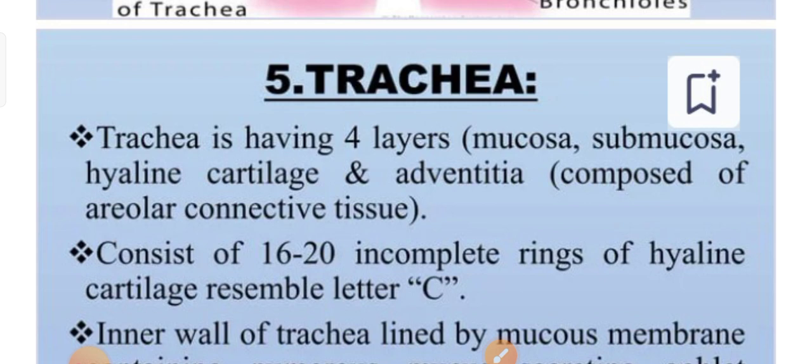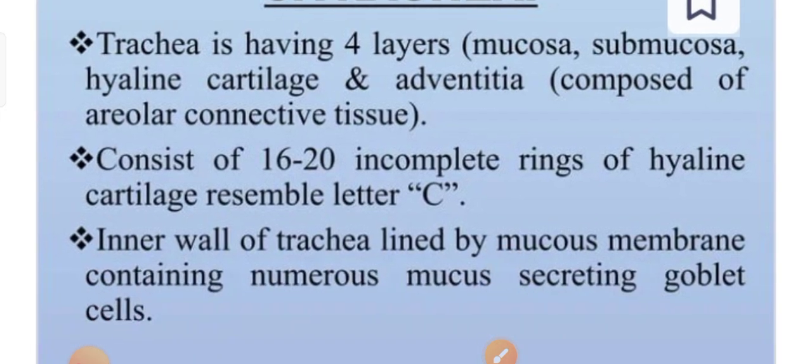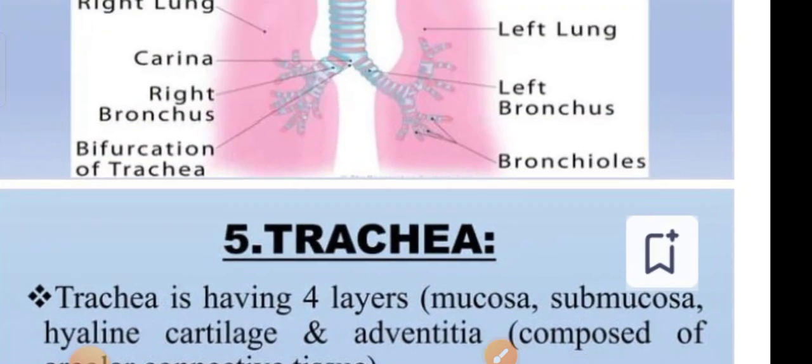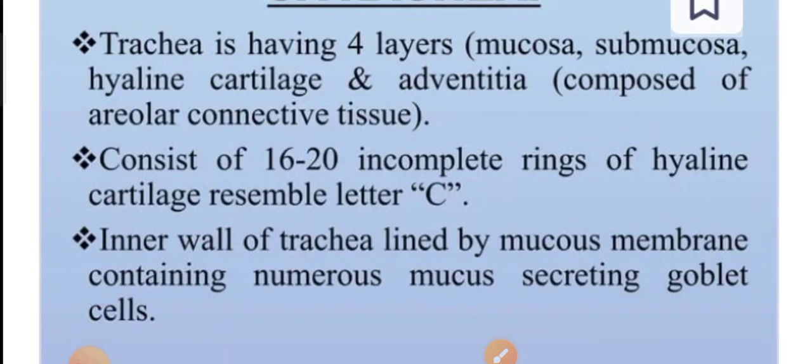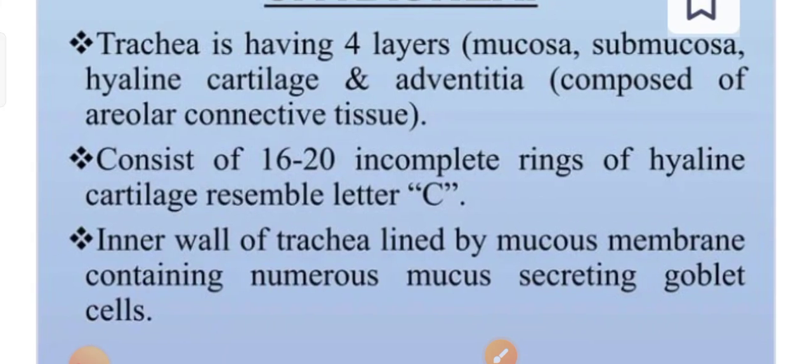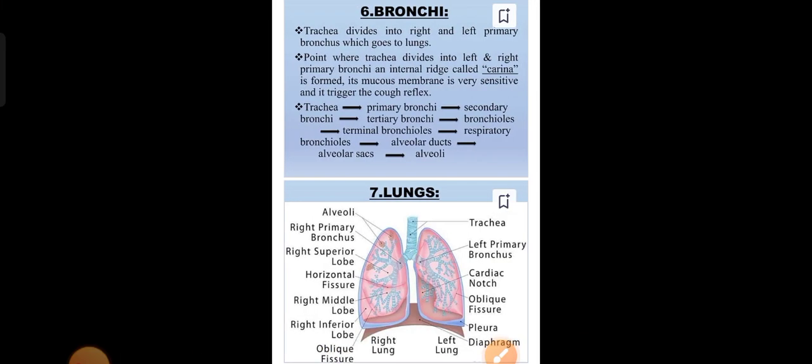It's mainly composed of areolar connective tissue. The trachea consists of 16 to 20 incomplete rings of hyaline cartilage, resembling the letter C. This trachea is lined by a mucous membrane containing numerous mucus-secreting goblet cells.